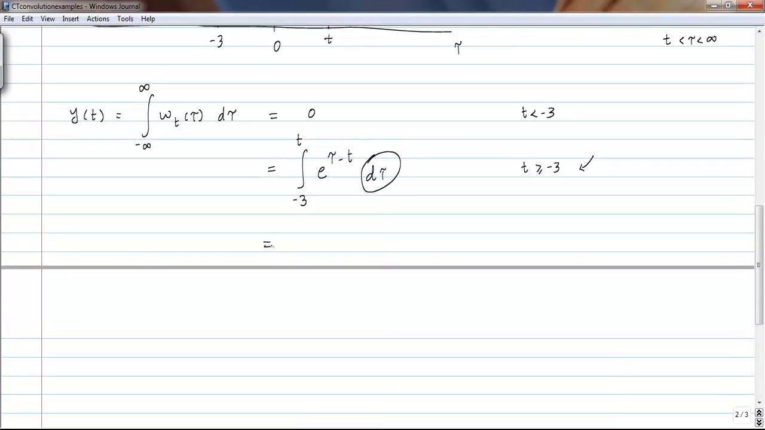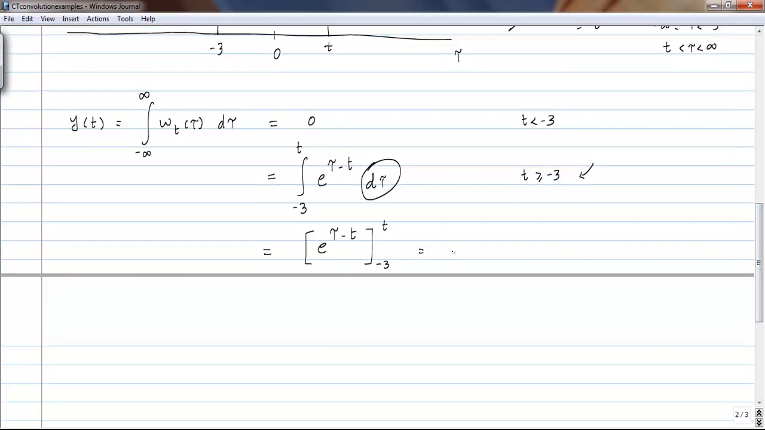So this integral, of course, is e raised to tau minus t between the limits minus 3 to t, which gives us, what does it give us? It gives us 1 for the upper limit minus e raised to minus 3 minus t.